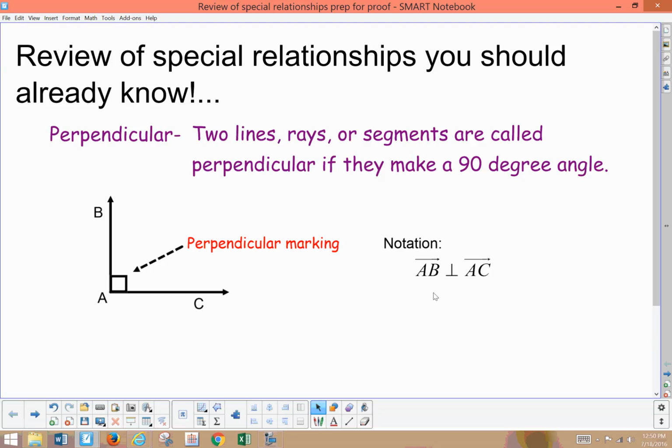So we would read this as the ray AB is perpendicular to the ray AC. From that, we would know that we have a right angle. We would know that it is 90 degrees.